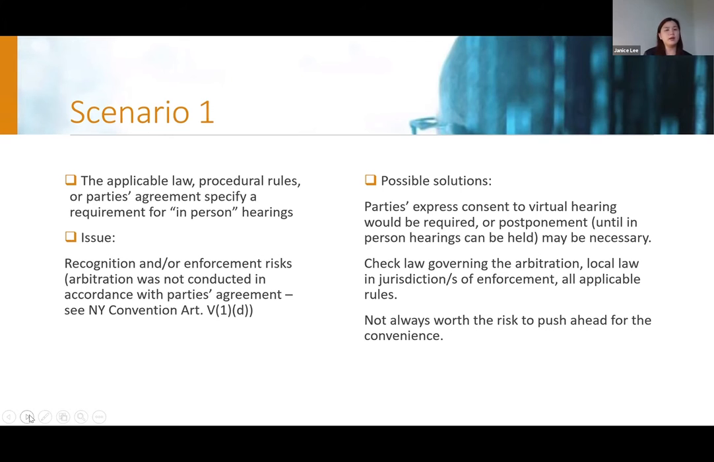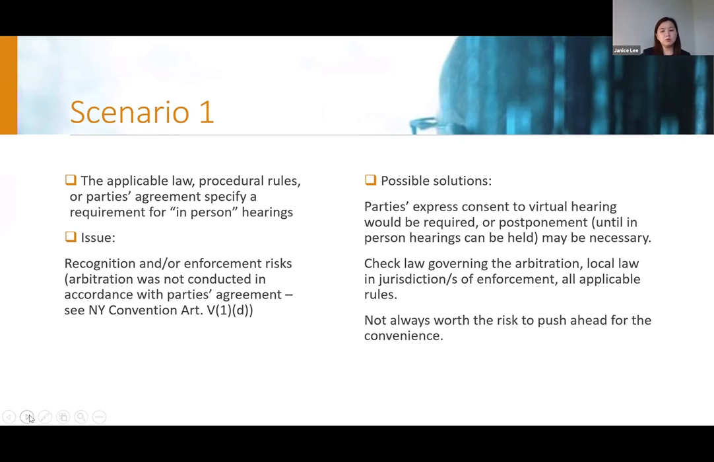It may be that if you go ahead and proceed anyway with the virtual hearing, you may run into an issue of enforcement because the other party, usually the losing party, will say, well, the arbitration was not conducted in accordance with the parties' agreement. Of course, there are potential solutions to this. One would be you could obtain the parties' consent to virtual hearings. You could check the law governing the arbitration, or particularly the laws governing the jurisdictions of enforcement. Maybe you consult local counsel and say, hey, if I enforce my award here, and this is a scenario, what is the court's approach to this kind of situation?